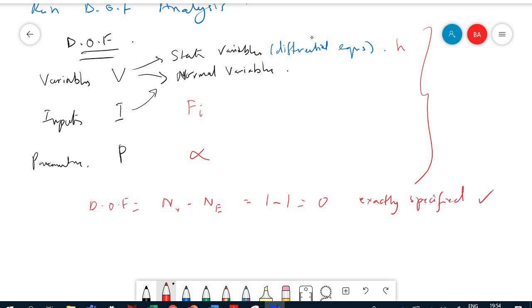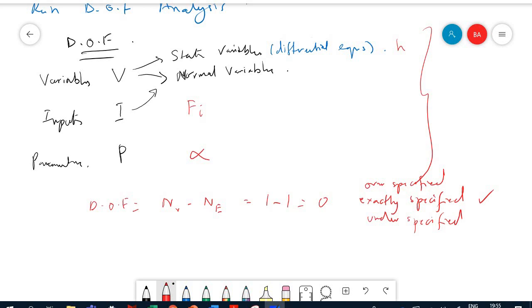Of course, it could be over specified or under specified. If it's greater than 1, it is under specified, or less than 1 is over specified. But in this case, it is exactly specified.